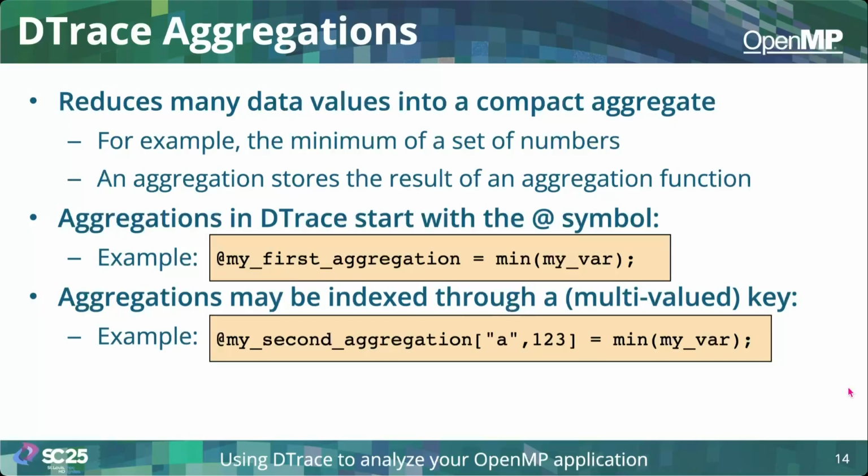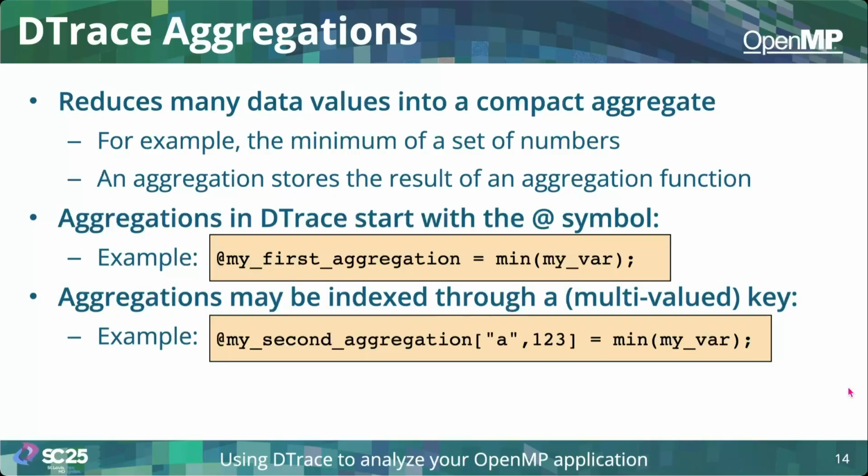Aggregations are very important in DTrace. An aggregation reduces many data values into a compact aggregate like a single number. A set of numbers can be reduced to 1 by taking the minimum, for example. That's an example of an aggregation. DTrace has aggregation functions, and the results of those should go into a data structure called an aggregation. And an aggregation starts with the @ symbol. And here's the first example. My first aggregation, that is an aggregation because it's using the min function. That's an aggregation function, and it's taking the minimum of all the values that are passed in.